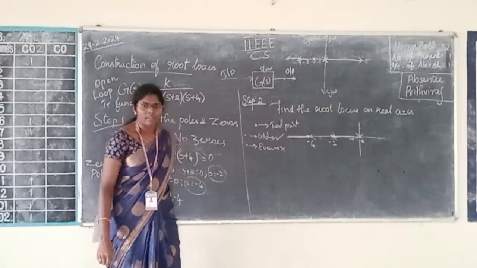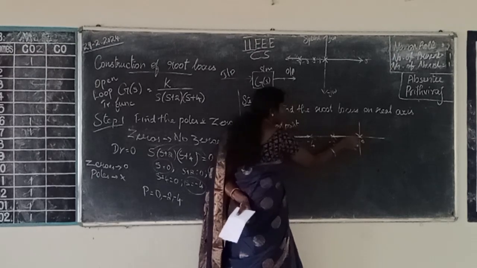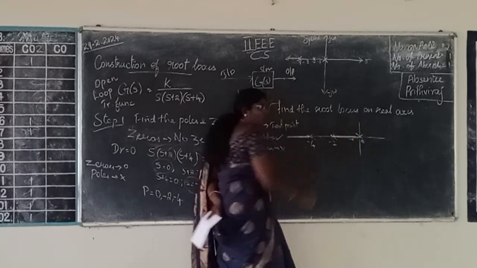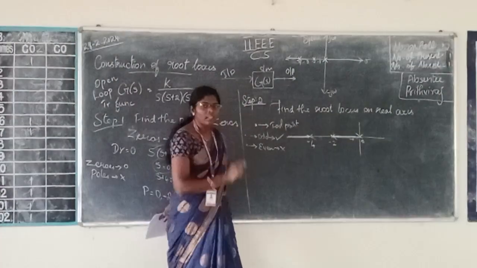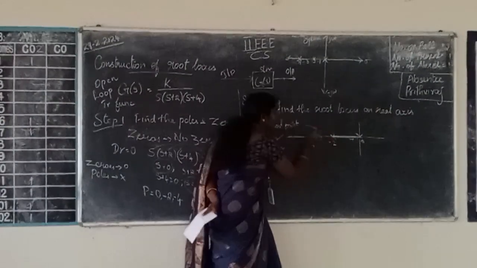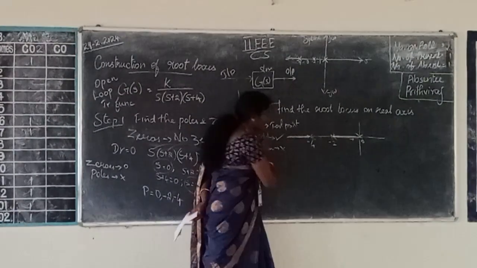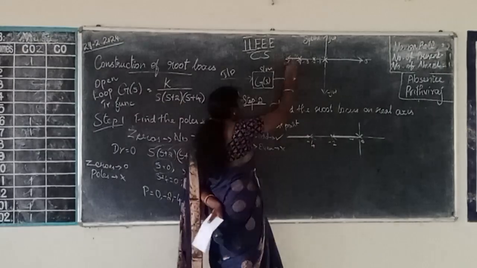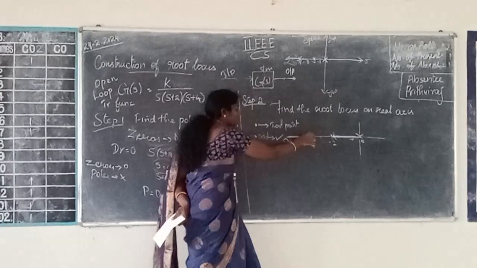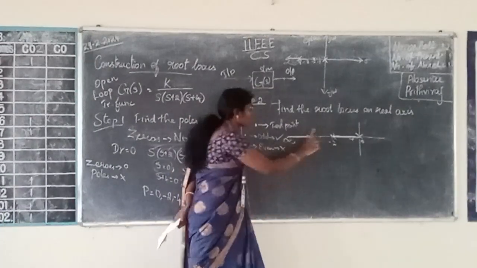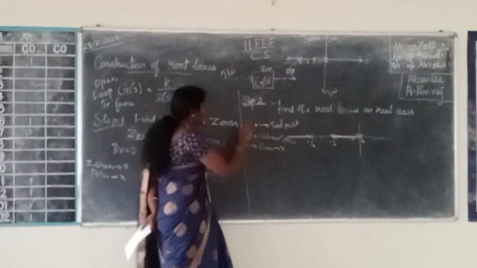I have to darken it down. If the test point is here, I have an odd number of poles, so here exists the root locus. Likewise, if I look at here, there is an even number of poles, so in this particular area the root locus does not exist. Root locus exists from here also, and it will go up to infinity. The root locus exists from 0 to minus 2 and minus 4 to infinity. Clear?